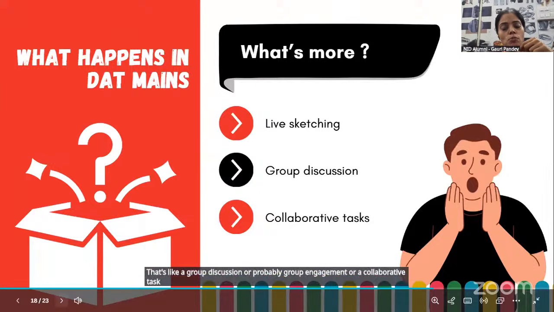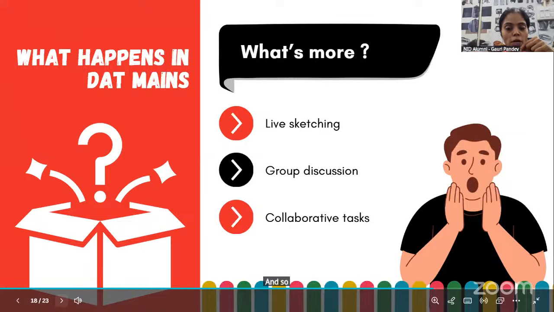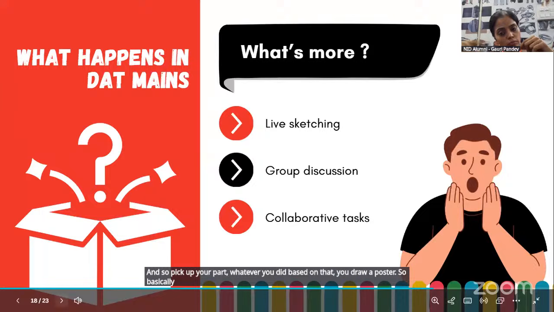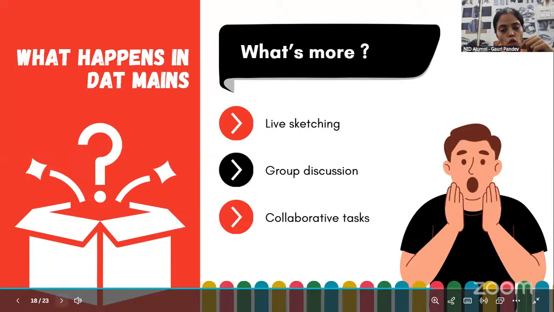Another variety of group discussion could be where they give you a problem in their campus, which happens in M.Des, but since the questions they give are increasingly getting complicated, you can expect more variety. They can give you a task from their environment, like pick up a problem, or they can give you 3 problems from their campus and say, sit in a group of 5 or 10 and come up with solutions. Then pick up your part, whatever you did, and based on that, you draw a poster. So basically, it's group discussion, design thinking, problem solving, and then presentation. So they can continue to vary the task.